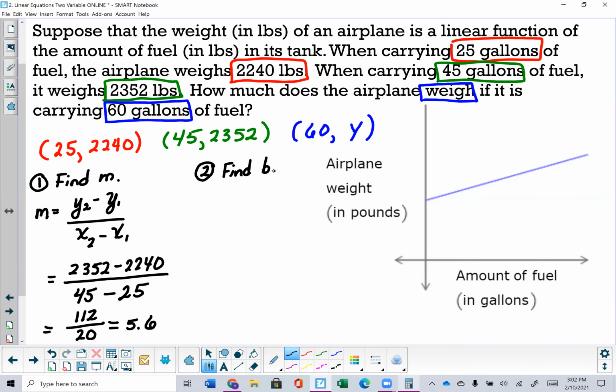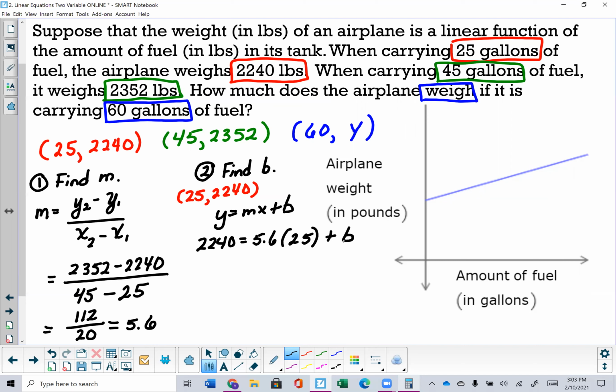So we're going to use one of the points. So I'm going to use the point 25, 2240. But if you wanted to use the point 45, 2352, that would have been fine as well. And we're going to substitute into y equals mx plus b. So the y value is 2240 equals the m value, our slope is 5.6 times our x value is 25 plus b.